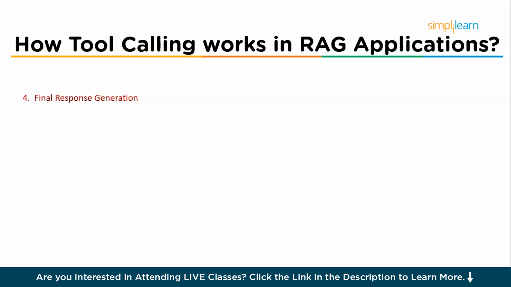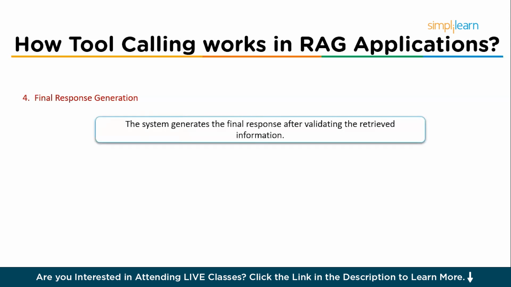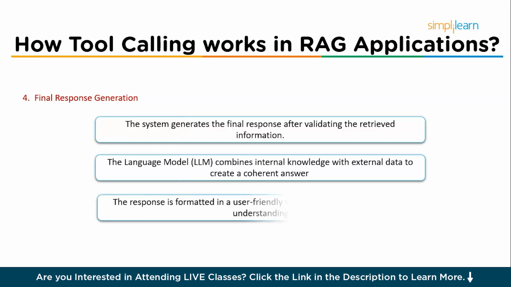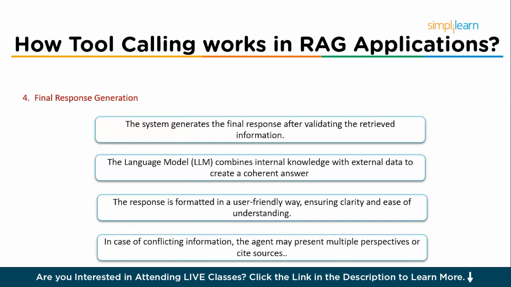Then we have final response generation. Once the information has been validated, the system generates the final response. The large language model then combines the agent's internal knowledge with the retrieved data to craft a coherent and concise answer. The response is formatted in a user-friendly way, making it easy to understand. If there is any conflicting information, the agent may provide multiple perspectives or cite resources.